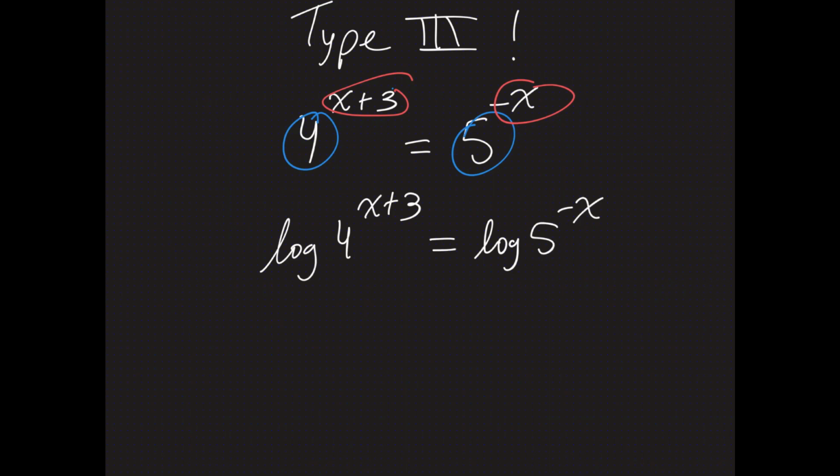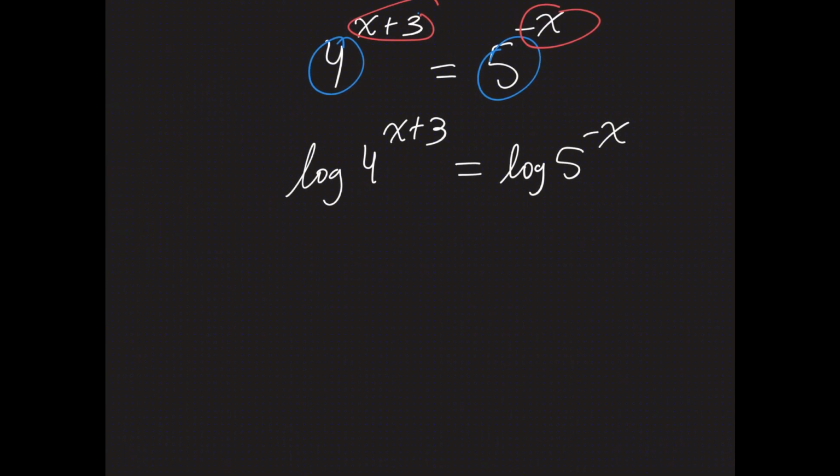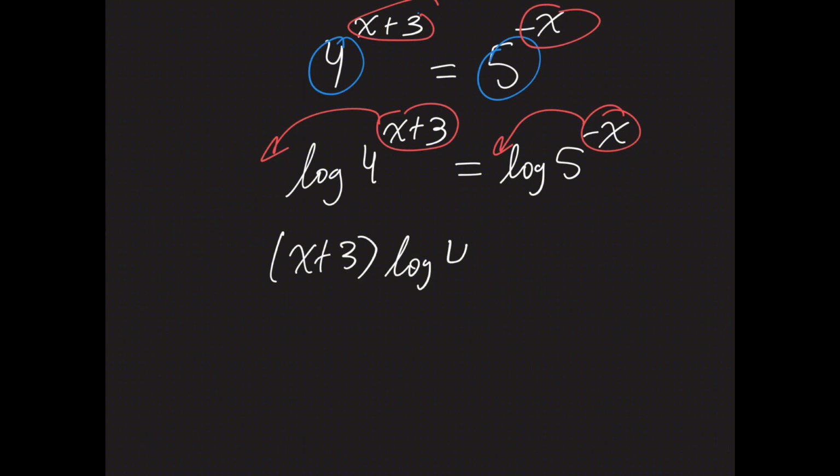Now I'm going to apply the power rule on both sides so I can get that exponent down and solve for x. So I'm going to take my exponents and just bring them outside, multiply the logarithm by that, and we end up with x plus 3 times log of 4, and that's going to equal minus x times log of 5. Bam. So I have x getting closer. So basically what I'm trying to do is get x together and then get the logs on the other side.